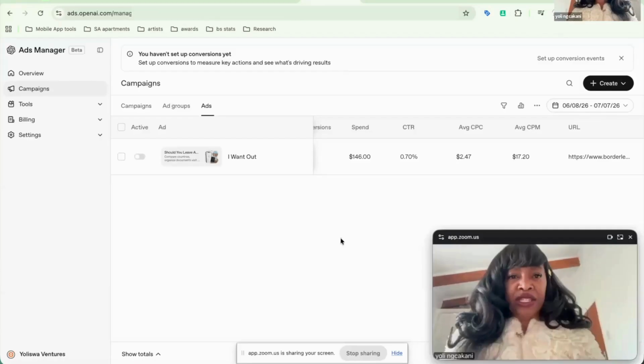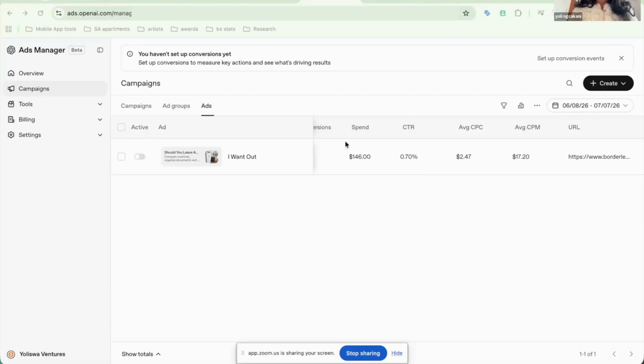It is very, very minimal right now. It is not a sophisticated platform. There's not a lot of targeting capabilities built in. But let me just share with you what the results were. So I spent about $146.